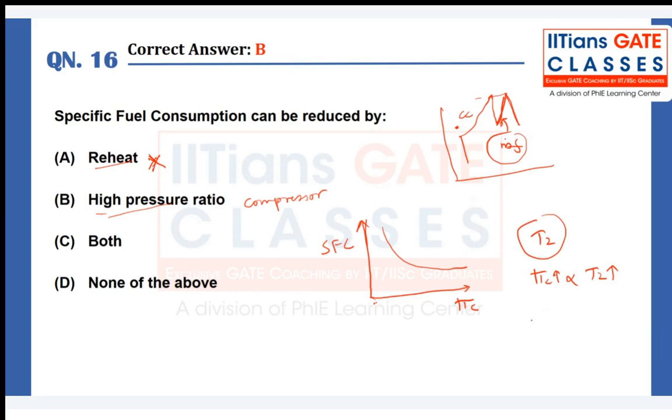So whatever amount of Q that you need to supply, that is Cp (T3 minus T2), this difference will go down. So the requirement of heat that is supplied will go down, and so specific fuel consumption, I mean the mass flow rate also of the fuel will go down. So option B is correct answer. Both no and none of the above no. So option B is the correct answer.